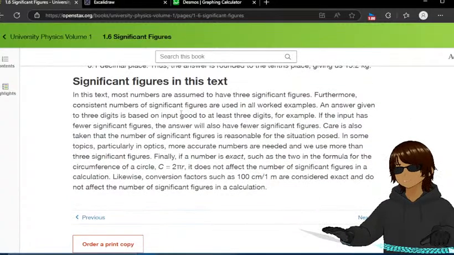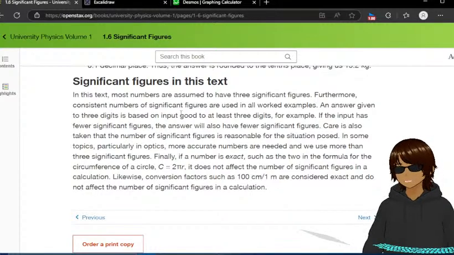In this text, most numbers are assumed to have three significant figures. Furthermore, consistent numbers of significant figures are used in all worked examples. An answer given to three digits is based on input cut to at least three digits. For example, if the input has fewer significant figures, the answer will also have fewer significant figures. Care is also taken that the number of significant figures is reasonable for the situation posed.